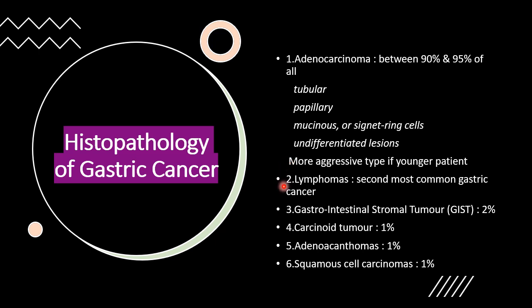Second, lymphomas, the second most common gastric cancer after adenocarcinoma. The others will be gastrointestinal stromal tumor or GIST, which accounts for 2%, carcinoid tumor 1%, adenoacanthomas 1%, and squamous cell carcinoma 1%.